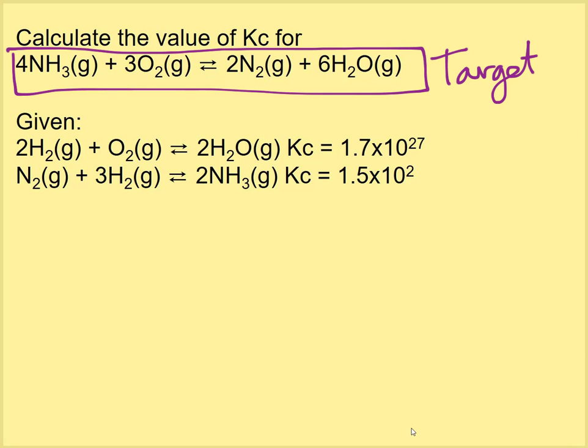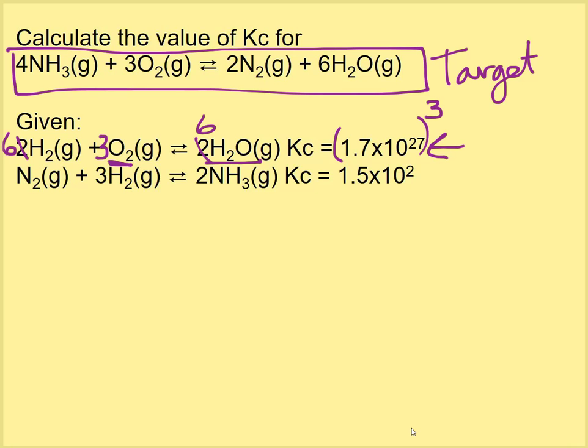So let's look at the first equation and try to see if I can find anything that matches. I see that there's an oxygen and there's also a water. My target equation has 3 moles of oxygen and 6 moles of water. So for this equation, I am going to multiply through by 3. Everything gets multiplied through by 3. So this becomes a 6, this becomes a 3, and this becomes a 6. And then I am going to raise the K to the power of 3.